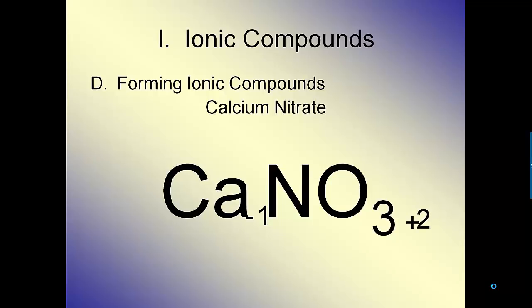But the problem is, if I just get rid of my charges like I did previously, the nitrate kind of looks like NO32, which is not right, because I don't have 32 oxygens, I have 2 NO3s. So what I'm going to do is get rid of my charges like this, and put the NO3 in parentheses. Now you can see that the 2 outside the parentheses is actually telling me that there's 2 of everything inside. So I have 1 calcium and 2 whole nitrates.